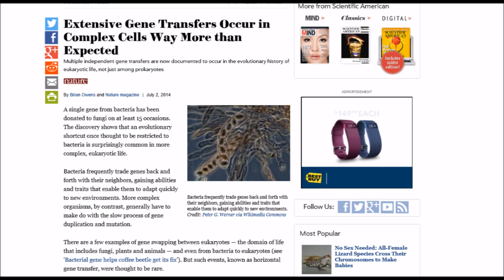Furthermore, Scientific American has published another similar article with the quote, "Multiple independent gene transfers are now documented to occur in the evolutionary history of eukaryotic life, not just among prokaryotes." Researchers did a cross-analysis of the bacterial gene ACDS from the genomes of 149 different eukaryotic species and found the same bacterial gene exists in 65 different eukaryotic genomes.